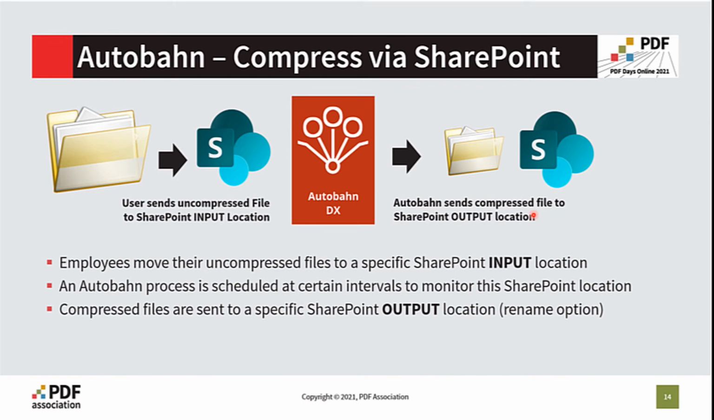There are options to rename these files. They could be underscore compressed or version 2. That is all possible to set in the Autobahn step details, but not obligatory, of course. What then happens with the other files needs to be decided in detail. The input files are still there at the end of that process, so they could be archived, deleted or renamed, and platforms like Power Automate could be used to achieve that.